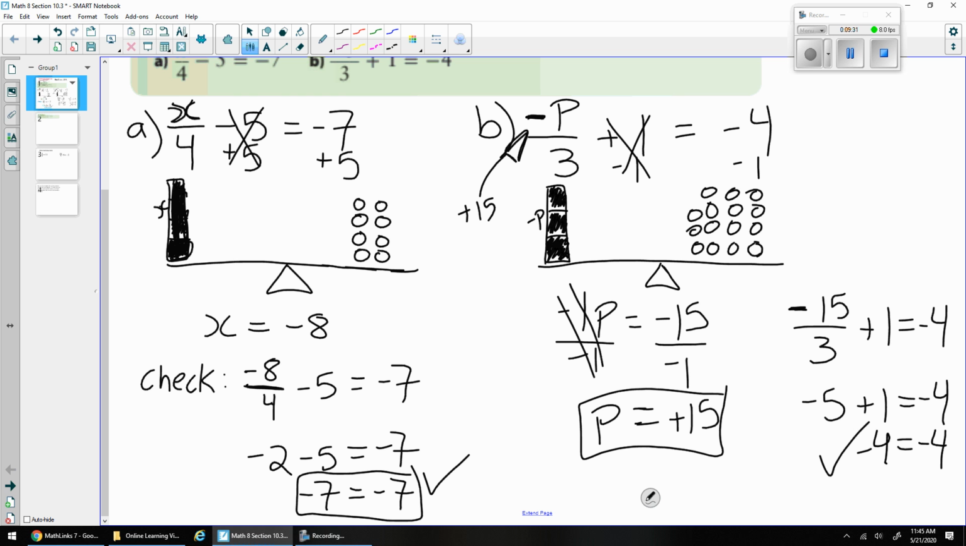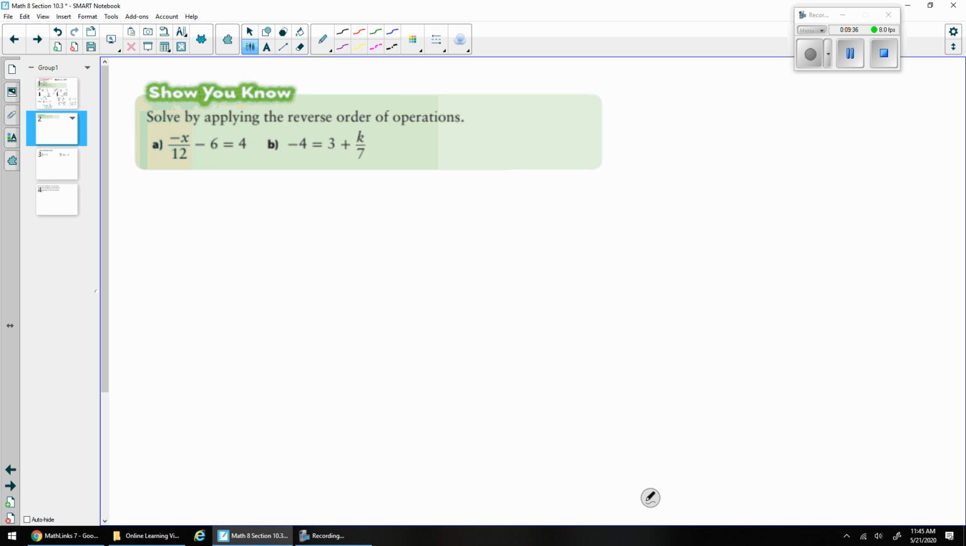Maybe that helps some of you. If not, you don't need to really use them. But you just need to follow this reverse order of operations. When you're solving for a variable, you do the opposite order of operations. So for a, let's go through these. We have negative x divided by 12 minus 6 is equal to 4. Okay, so first thing I need to do is not the multiplication or division, but get rid of the addition or subtraction since I'm undoing it.